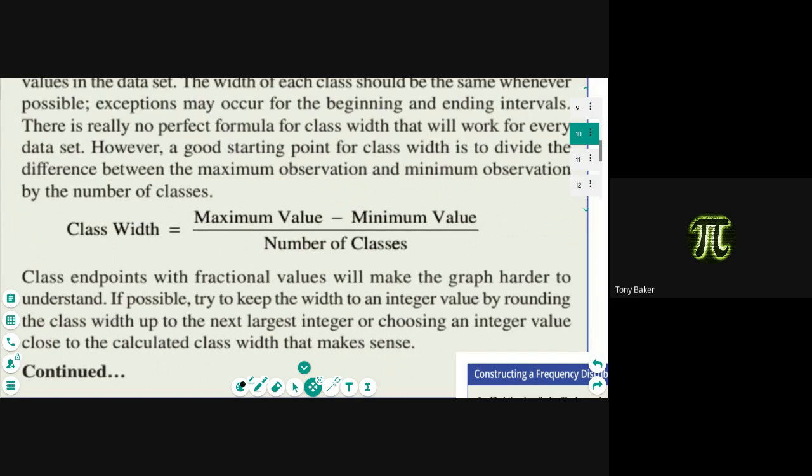Whenever you're dividing, you could get a decimal. Typically, you want to round them off to make your life a little bit easier. So yes, your classes won't necessarily be a perfect thing. There might be a little extra at the beginning or a little extra at the end, but that's fine. You want to keep them the same width though.